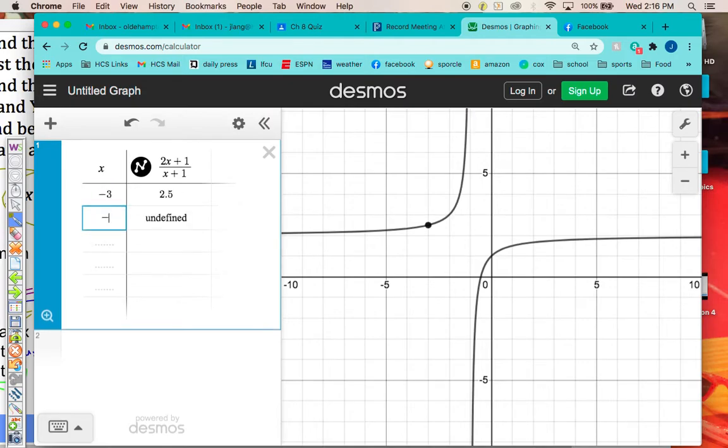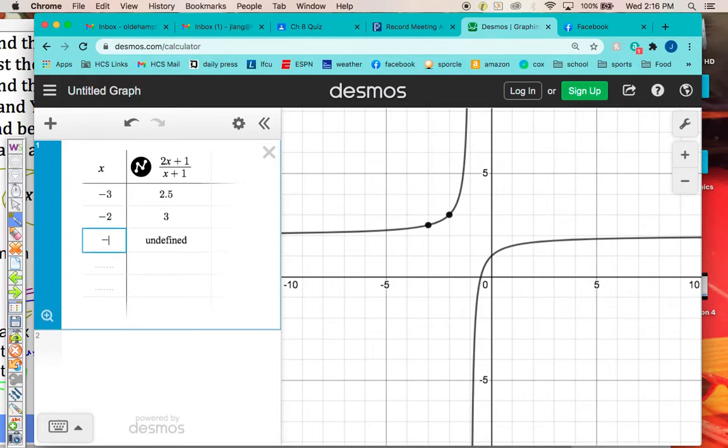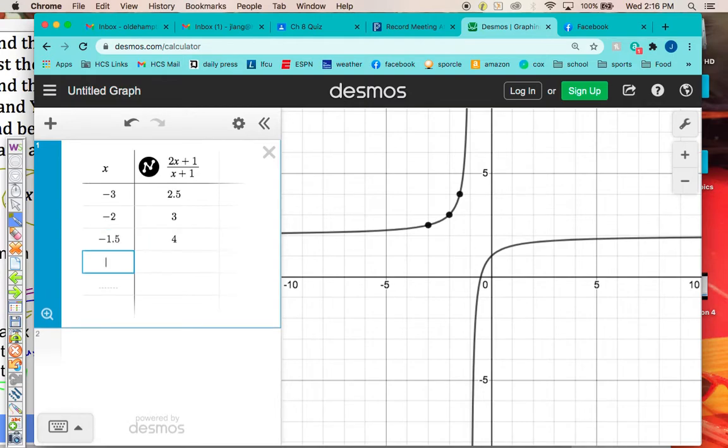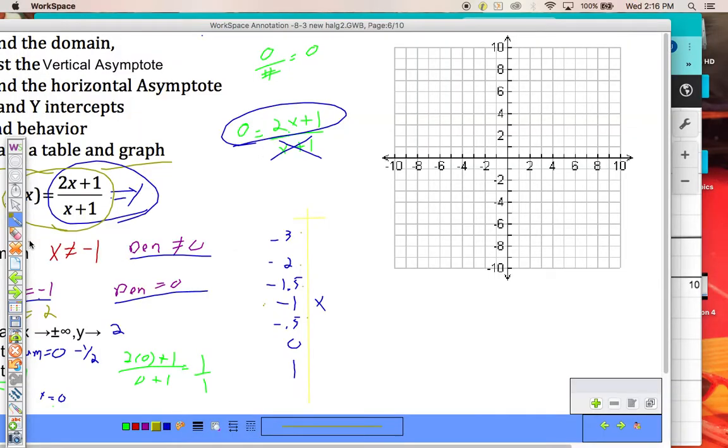We said we wanted -3, -2, -1.5, then I'm going to go -0.5, 0, and 1. These are the values that we're going to use. Let me double check. 2x plus 1 over x plus 1.